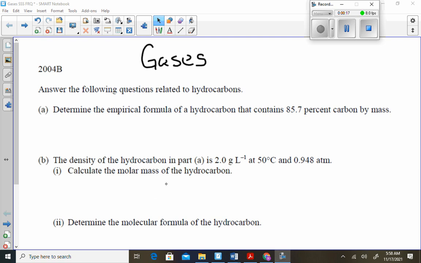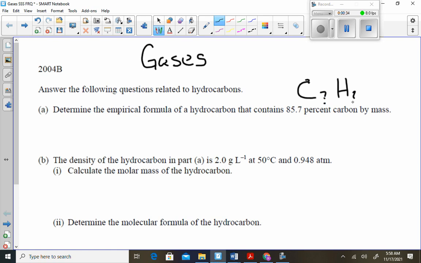Today we are working on gases free response questions, and let's start off with a 2004B question on hydrocarbons and gas laws. We want to know the empirical formula of a hydrocarbon that contains 85.7% carbon by mass. In other words, we want to find the ratio of carbon to hydrogen in that compound.